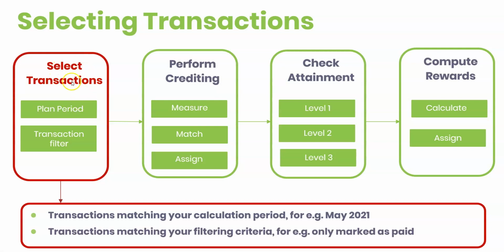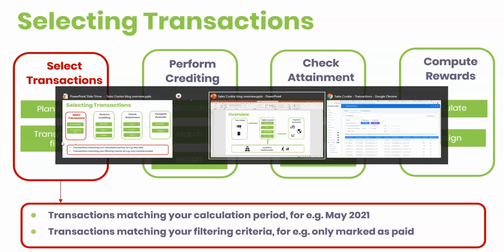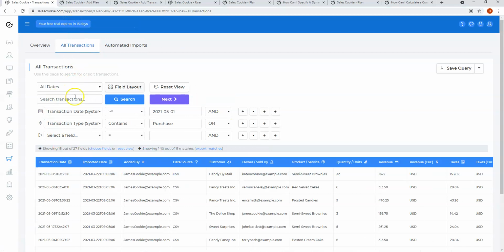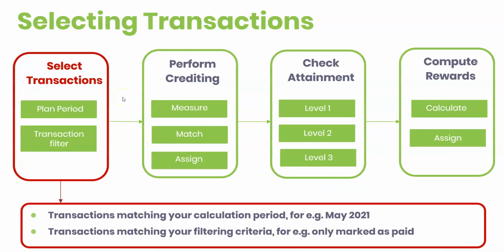So first of all, we want to make sure that we select the right time period, and if you want to use a transaction filter for running a calculation. For instance, within Sales Cookie, I can set up a transaction filter on my transactions and reference that within my plan to make sure I'm selecting the right time period, and say I want to only run calculations for closed won transactions as an example.